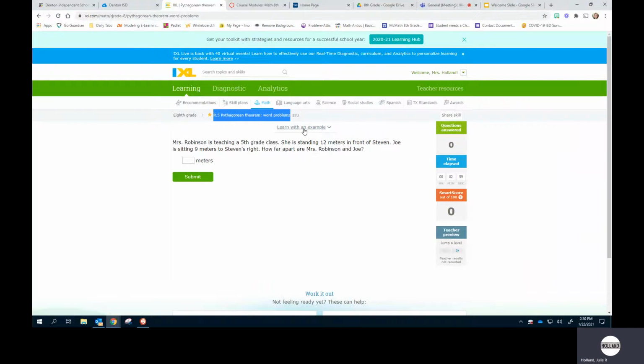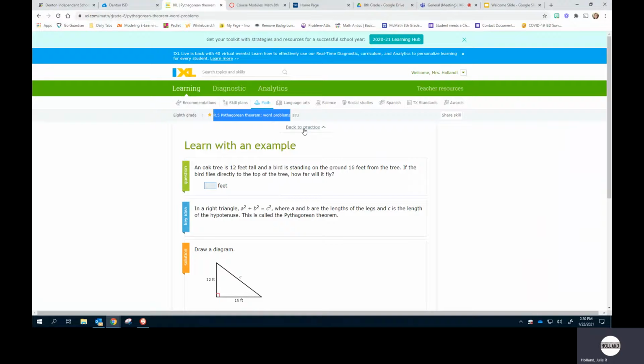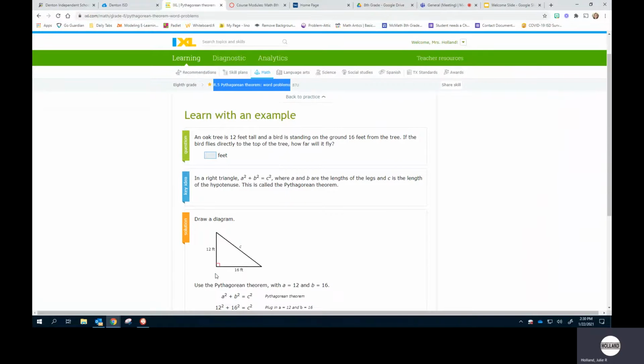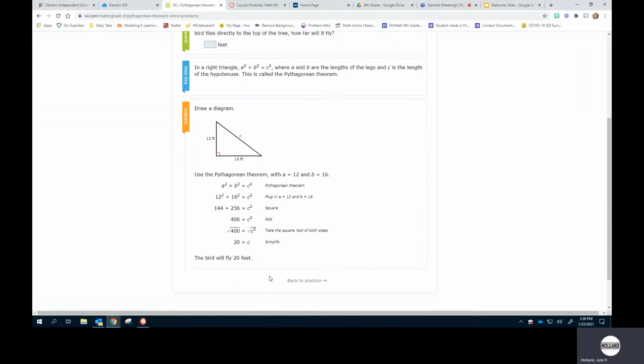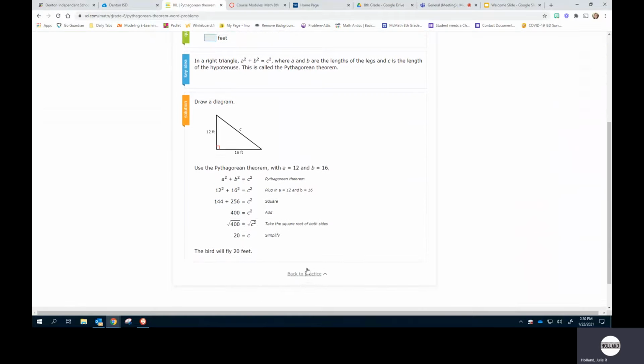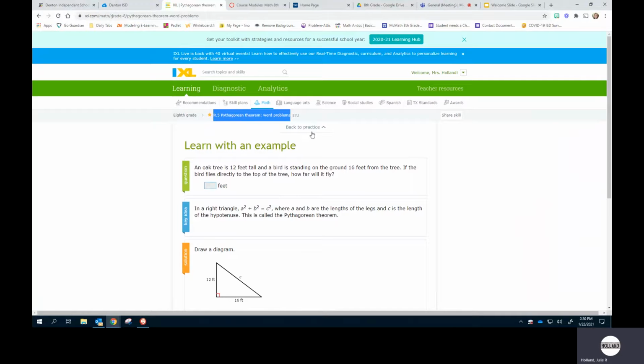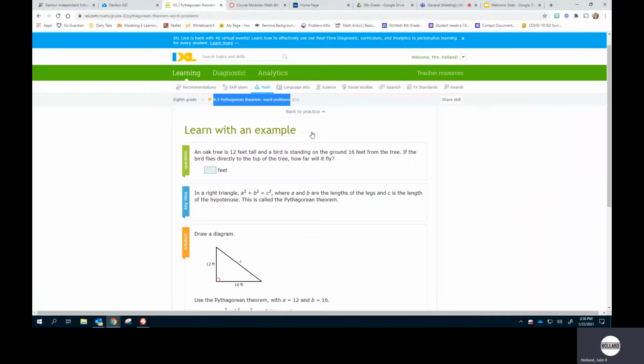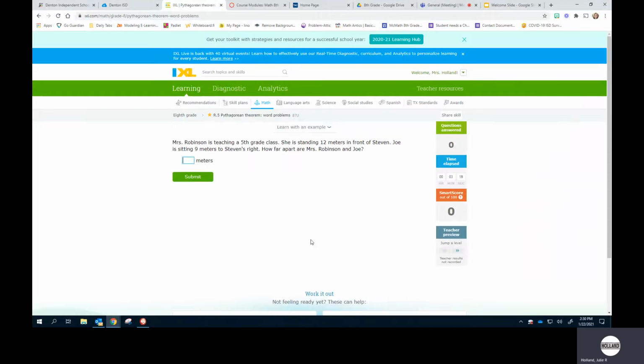Okay, so if you look at this one, you can click right here where it says "learn with an example," and it will give you a different problem. It will also show you how to draw the diagram and then how to solve it. So that's another option. Just know that this is here in almost every IXL problem. You can click "learn with an example." All right, so let's go back to our problem.